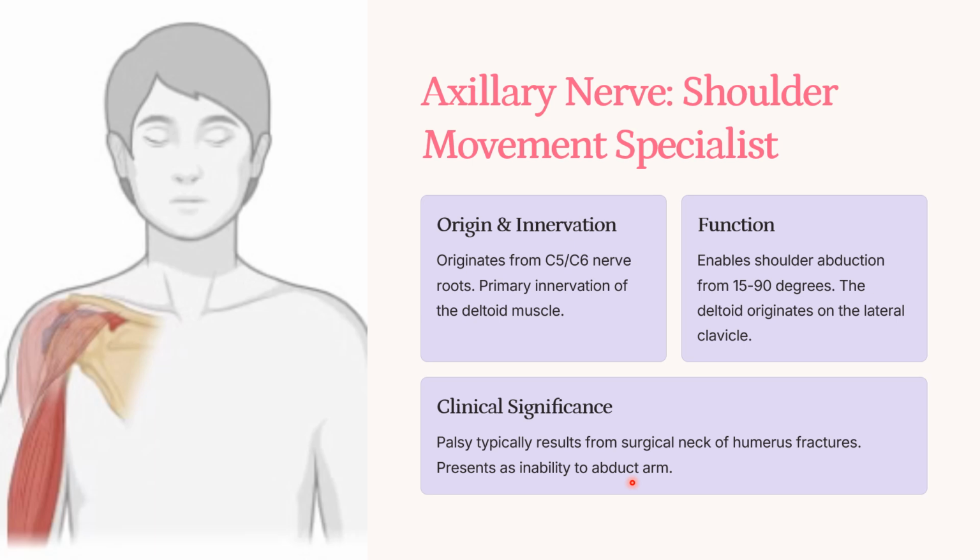Sometimes in the USMLE vignette they can also say there is a flattened deltoid, or there is loss of sensation over the lateral upper arm or over the deltoid anywhere. That can also be a clue.